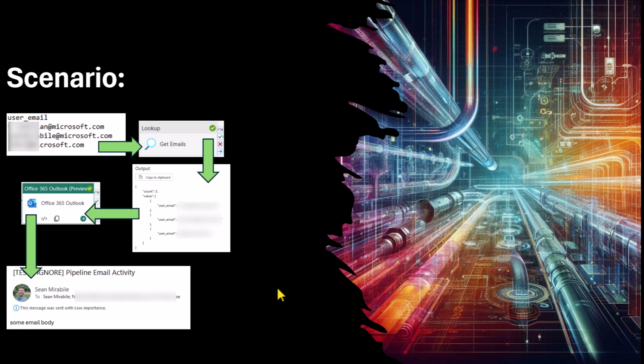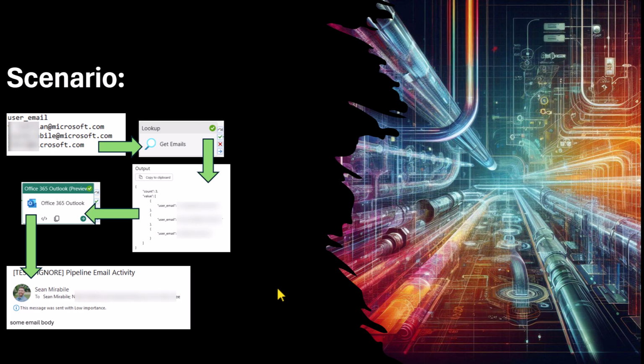Today's scenario is going to be relatively simple in concept. Let's say we have some file or database that has a list of email addresses, and we're going to use a lookup activity to retrieve those email addresses. So in today's demo, I created a CSV. In that CSV, I have the header, user email, and underneath that, I have 3 records, each indicating a separate email address. We're going to use a lookup activity to read that CSV file. That's going to return those email addresses as an array of objects.